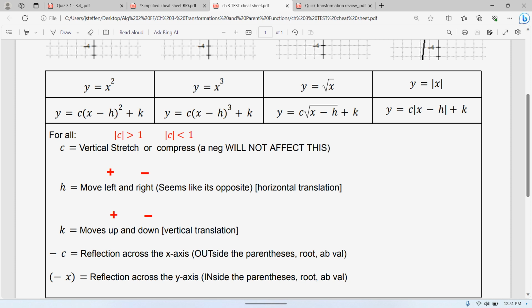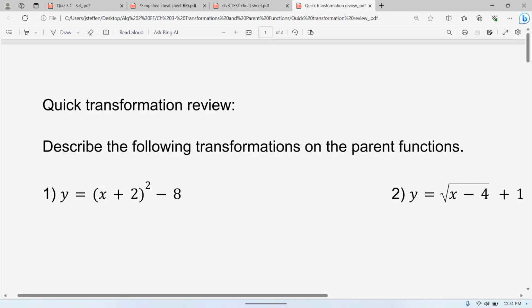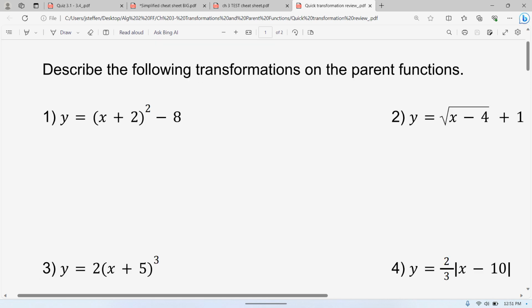So let's get started on this review, and I'm going to go a little bit quickly through this, especially the first part, because I want to make sure we're going to go over this today, and then after we're done, I'm going to hand back your quiz from the other day, and we'll talk about that. So I want to make sure we have time for that.